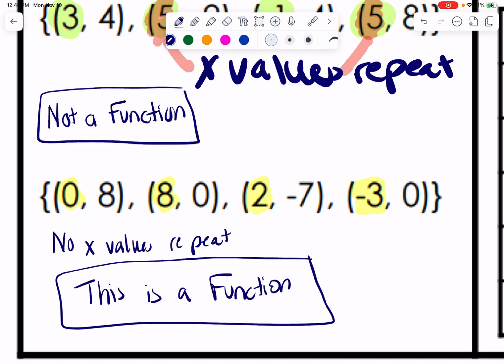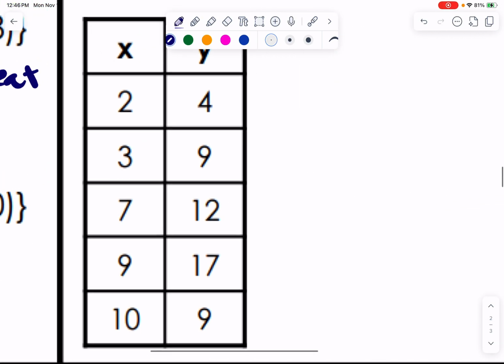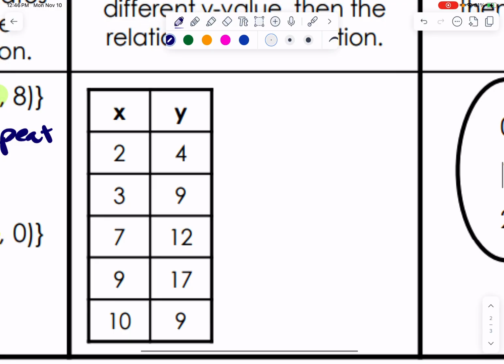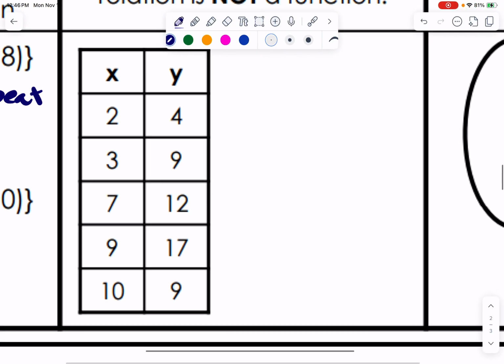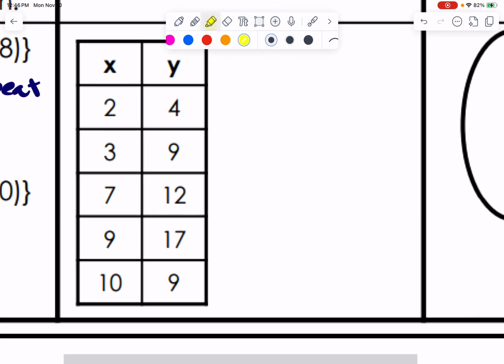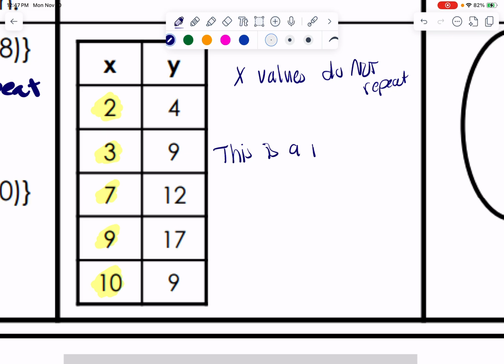So this relation is a function. So let's go look at the table. Okay, so on the table, we're going to do the same thing. The x's are just written in a different way. So I'm going to look at 2, 3, 7, 9, 10. Okay, none of those x values repeat. So the x values do not repeat. Therefore, this is a function.